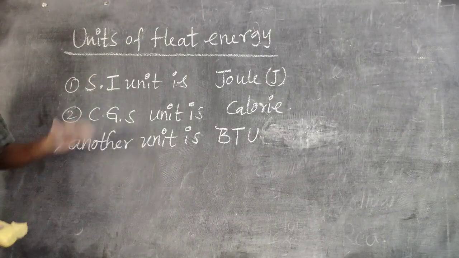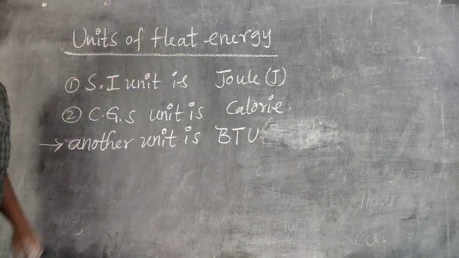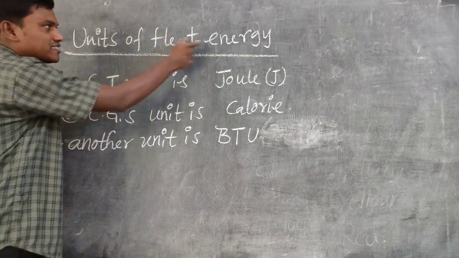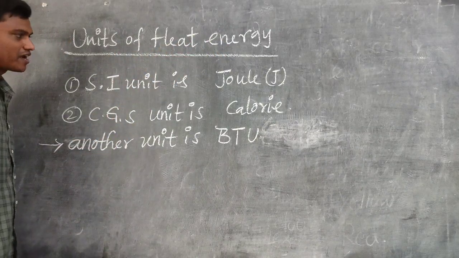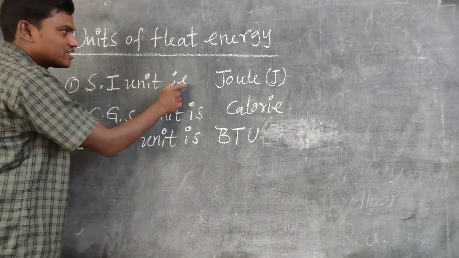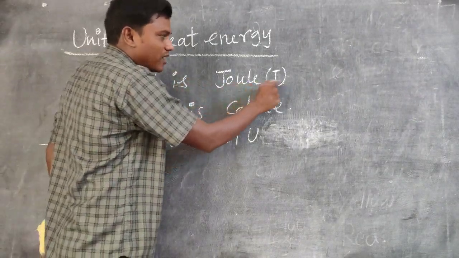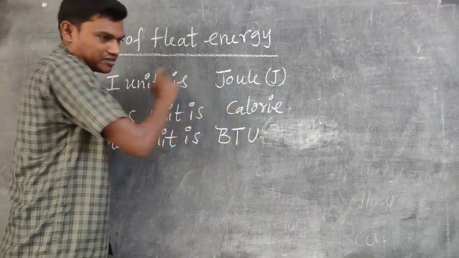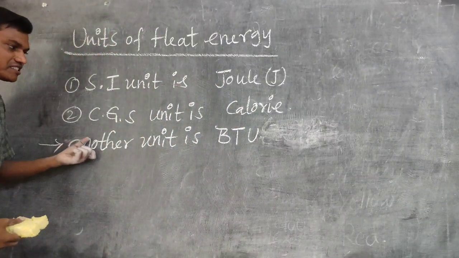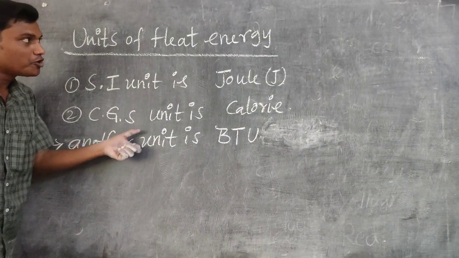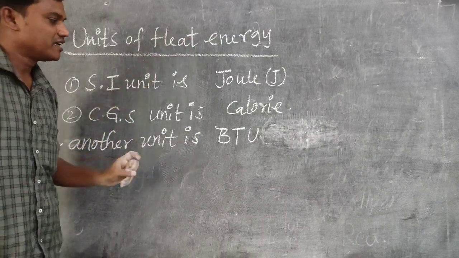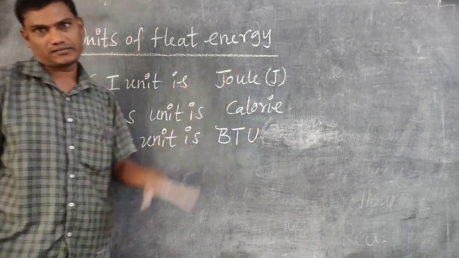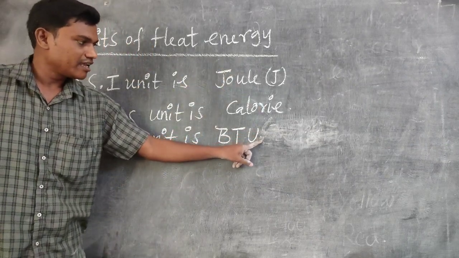Now we discuss what the units of heat energy are in the SI system and CGS system. Already we know that heat is one of the forms of energy. That's why the SI unit of heat energy is joule. Its symbol is capital J. The CGS unit of heat energy is calorie. But in the United States of America, another unit is also used to measure heat energy, that is BTU, British Thermal Unit. It is also called a heat unit.